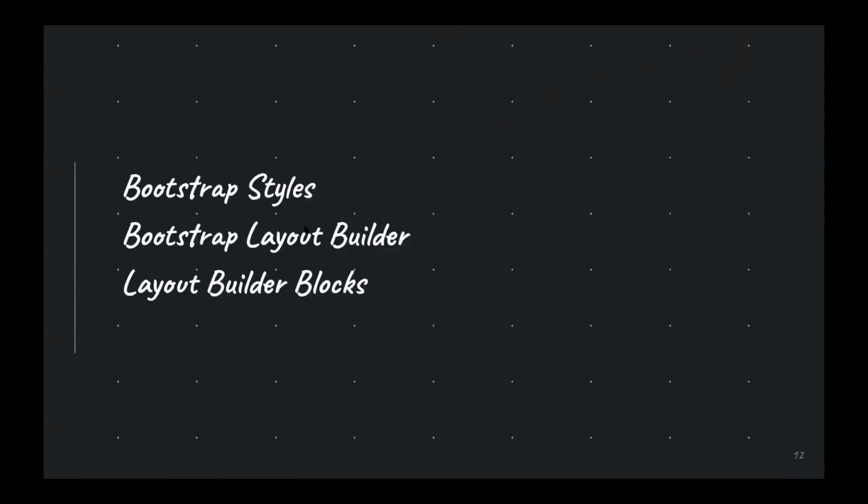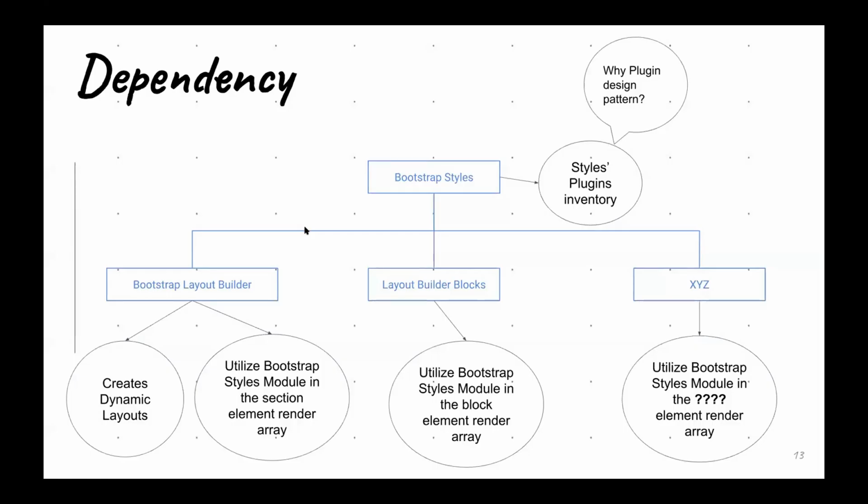So let's dig more into the details. First, we developed Bootstrap Styles. Bootstrap Styles has a single responsibility. The responsibility of this module is just to contain some plugins, plus scan all modules and search for the plugins that utilize Layout Builder and depend on Bootstrap Styles itself. So this inventory contains 2 types of plugins: plugin group and plugin style.